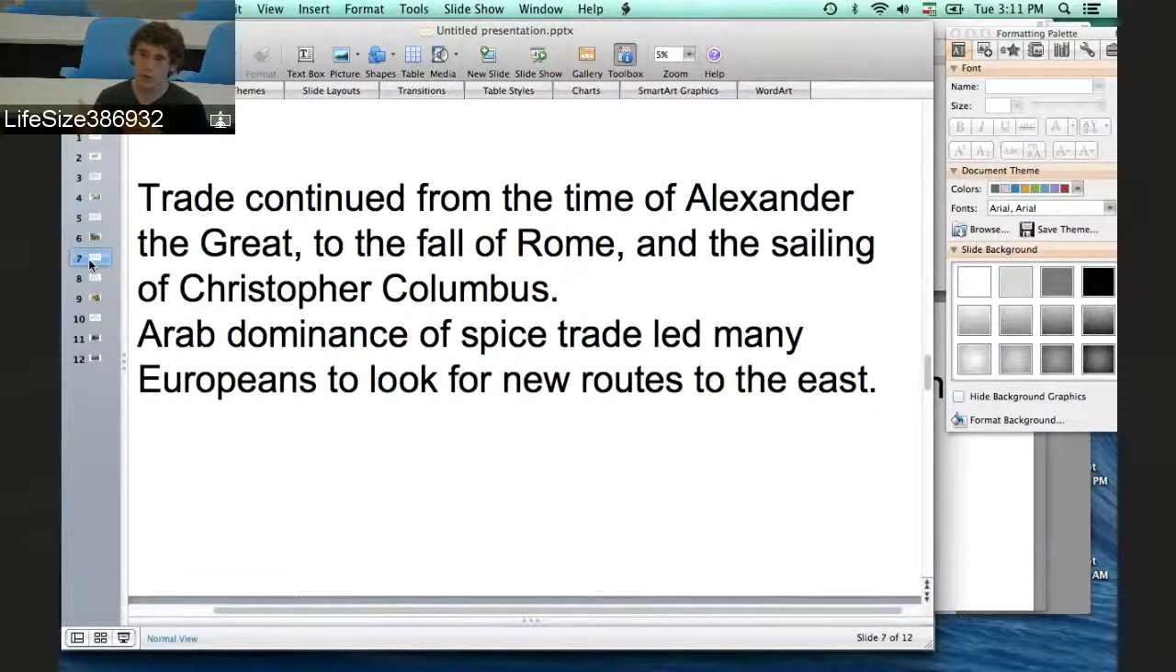So trade went all the way from the time of Alexander, straight through the fall of Rome, and even after the sailing of Christopher Columbus. And it was mainly a dominance in the spice trade and the textile trade.